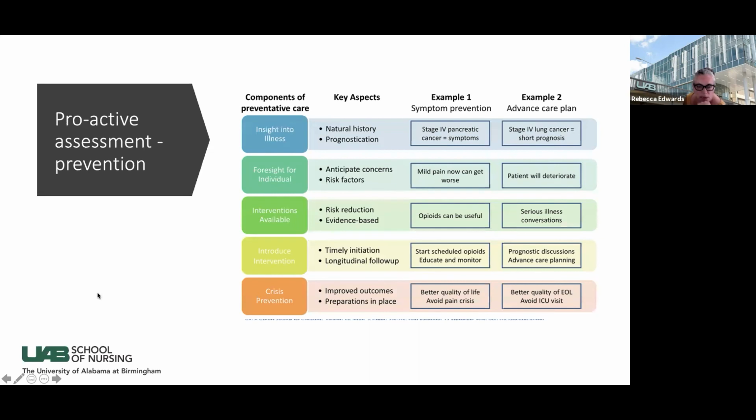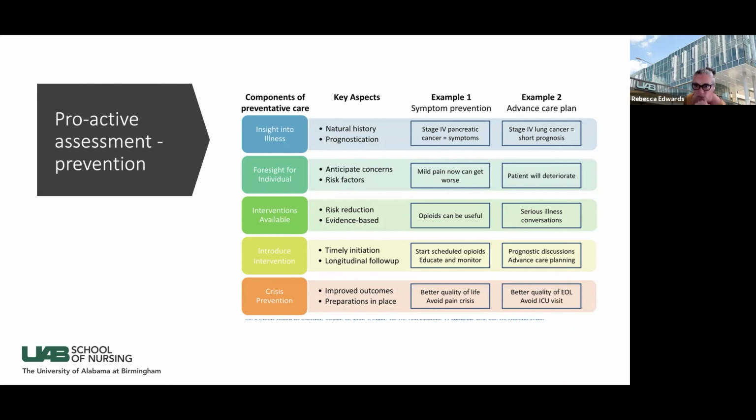So we think about palliative care as proactive. We want to make sure that we're preventing. We're assessing early and preventing things that can be problematic for patients and families. So components of preventive care would be like an insight to illness. What's the natural history? What's the prognostication, which we talked about in the diagnostic portion of this particular cancer webinar? Can we prognosticate? Are there tools available? What's our best guess at how long a patient will survive?